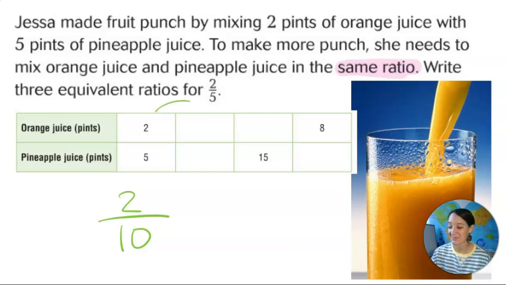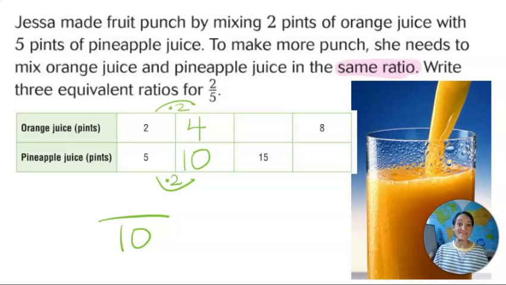So if we times them both by 2, do you like my little dot for times by 2? Then we get 4 orange juice pints and 10 pineapple juice pints. That's going to taste the exact same. We're going to have twice as much because we doubled the ratio, but it's going to be equivalent. It's still going to taste the same.